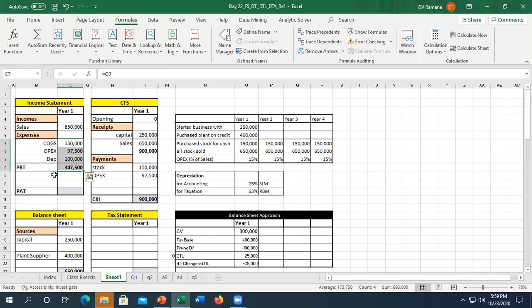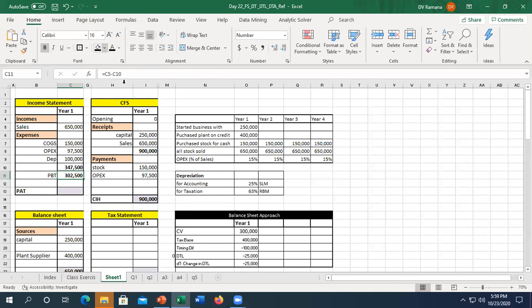Now this brings us to the calculation of accounting profit, or PBT. The PBT is equal to the income minus all expenses. PBT is 650 minus the expenses. So 302 is the profit before tax. Should we charge tax on this?